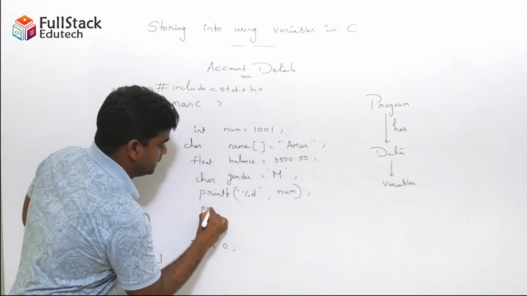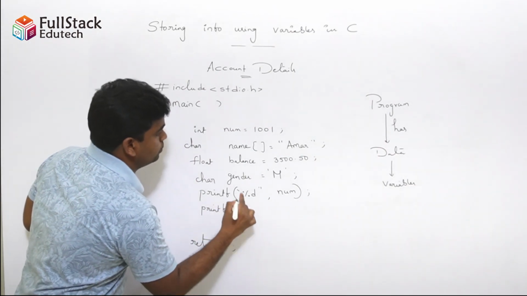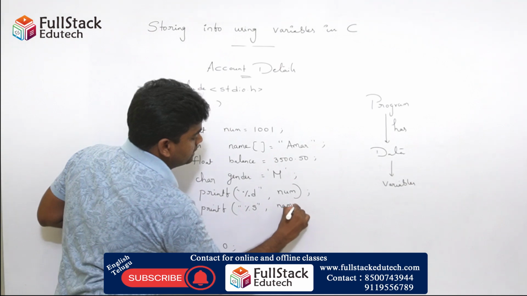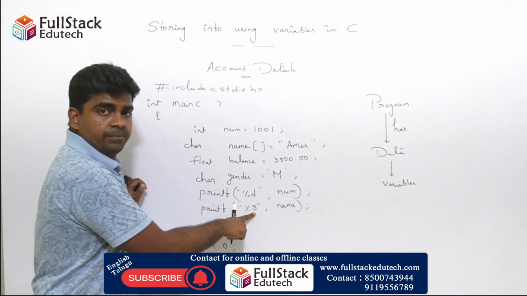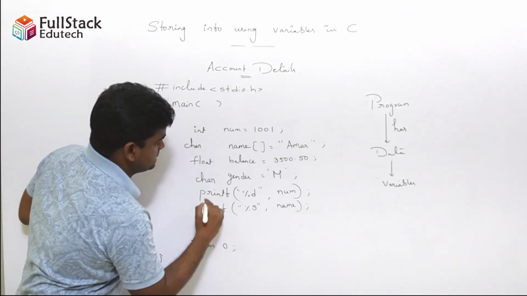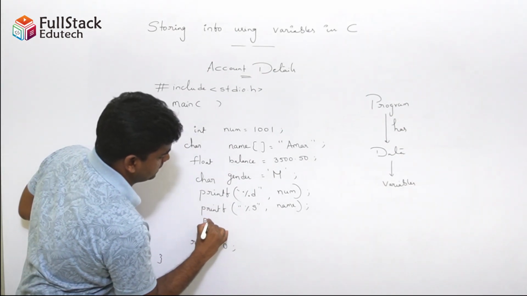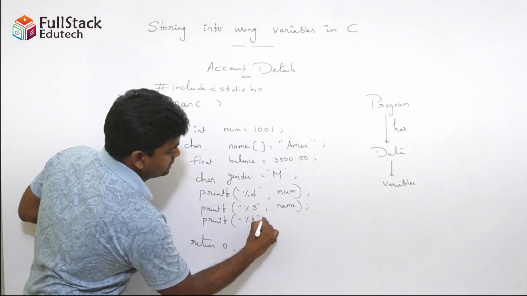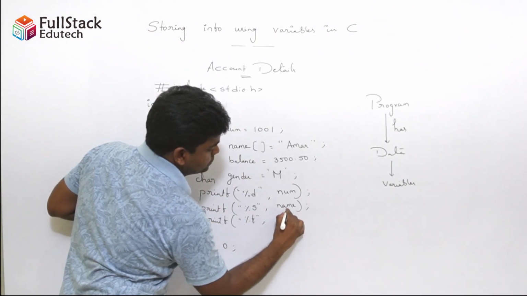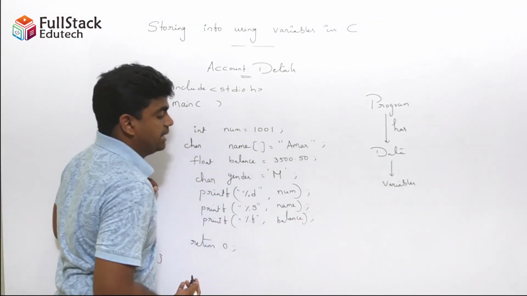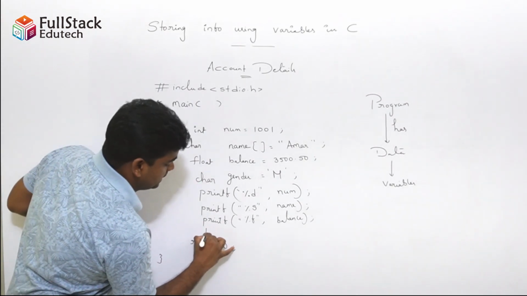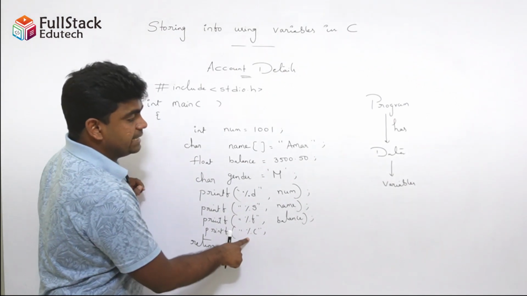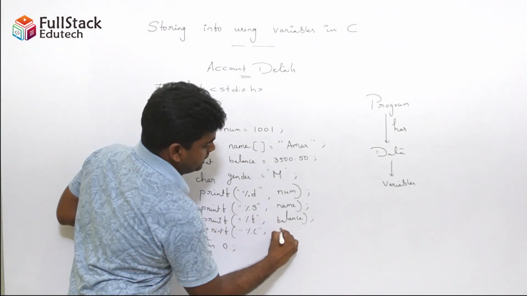Next, printf. If you want to display the name, %s, we display that name. A string we represent with %s. Next, suppose you want to display the balance, printf %f, it's a float type, and we print the balance. Next one is gender, printf. %c is to print a single character, and here we are printing the gender.